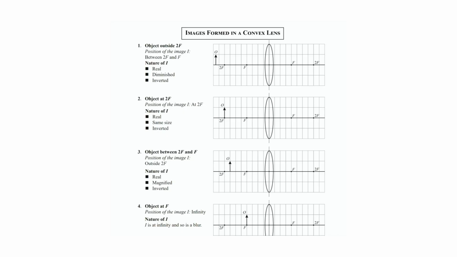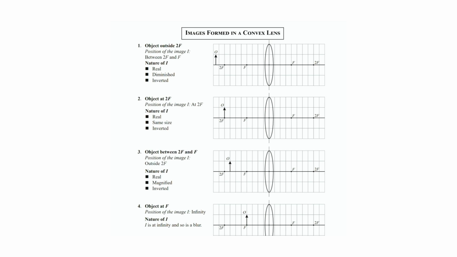So let's have a look at how images are formed in convex lenses. Now you're going to draw these with me. So in your notes, you have these diagrams here. There's lots of different kinds of images formed in a convex lens, depending on where you place the object.